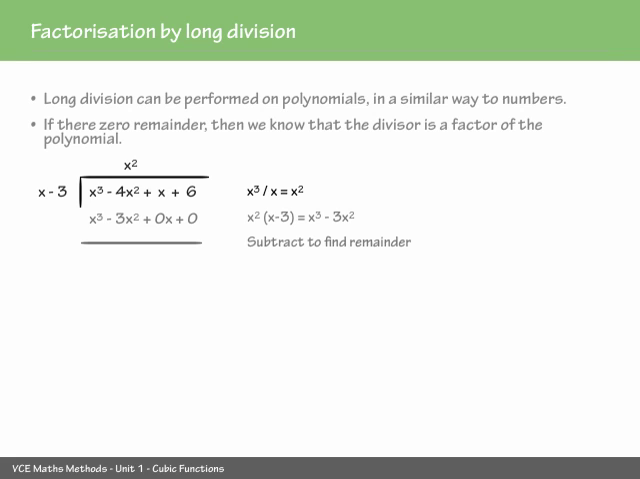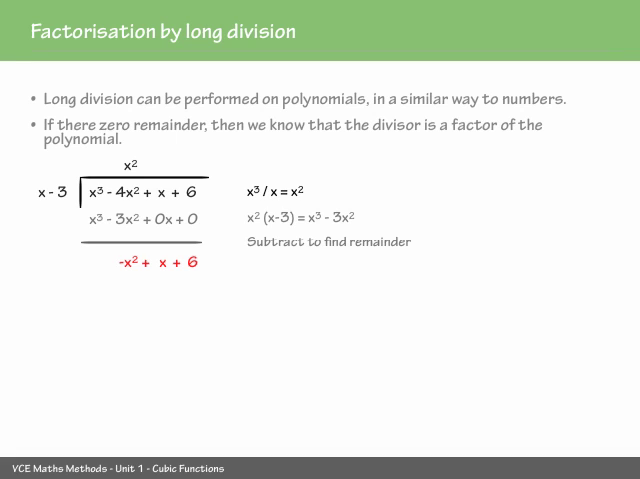We subtract these two lines to find the remainder. And we get this: minus x squared plus x plus 6. So minus 4x squared, take away the negative means add. We get minus x squared. X take away 0x, we're still left with x. And likewise 6 take 0 is 6. So let's have a look at the next one.